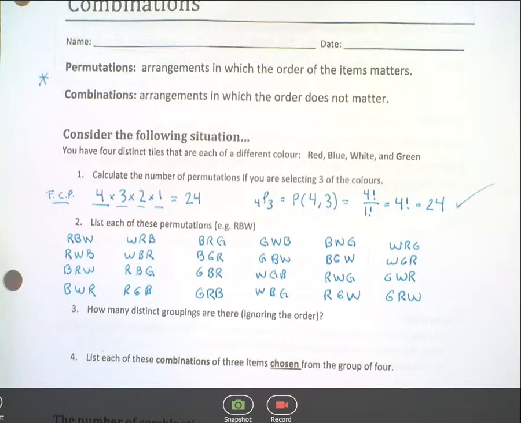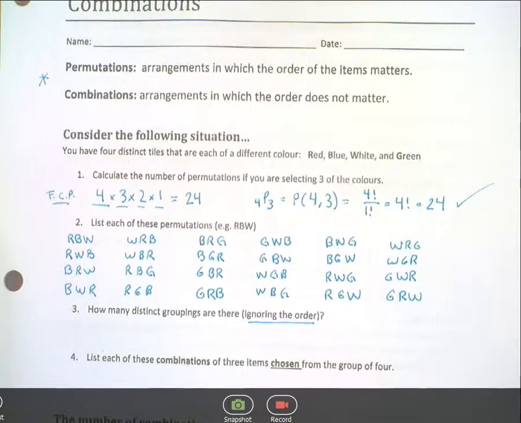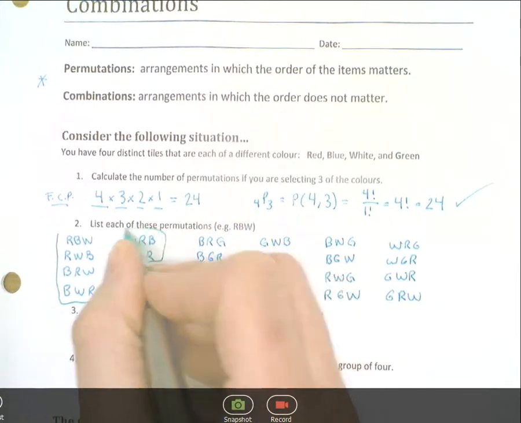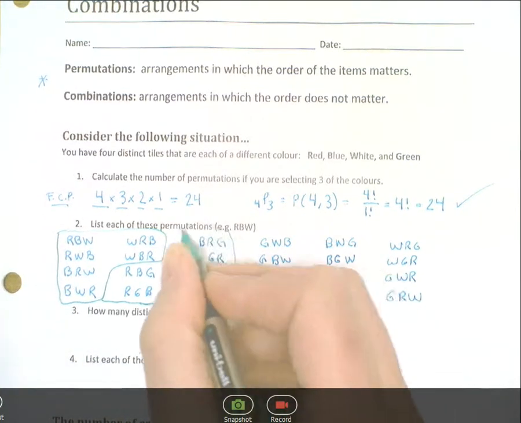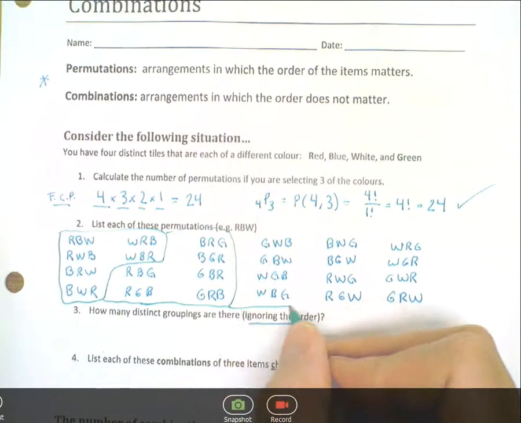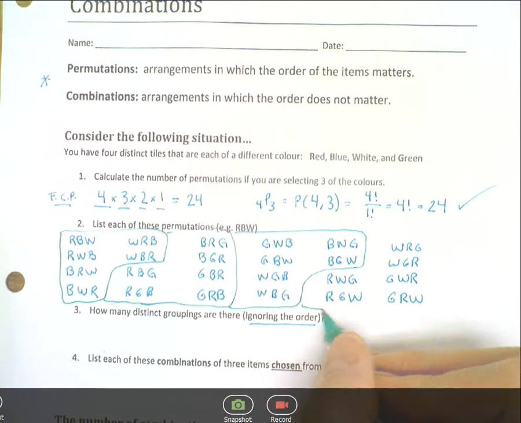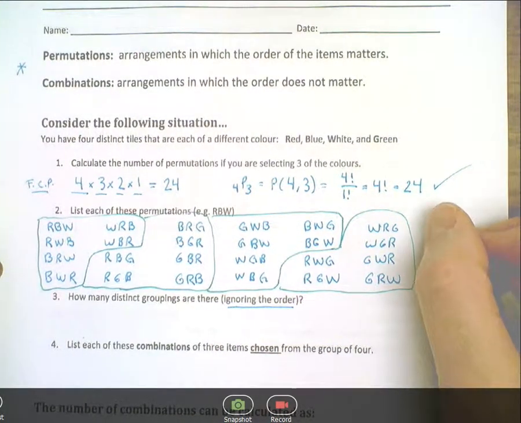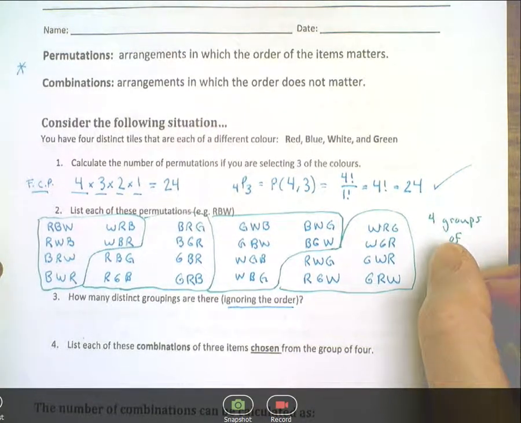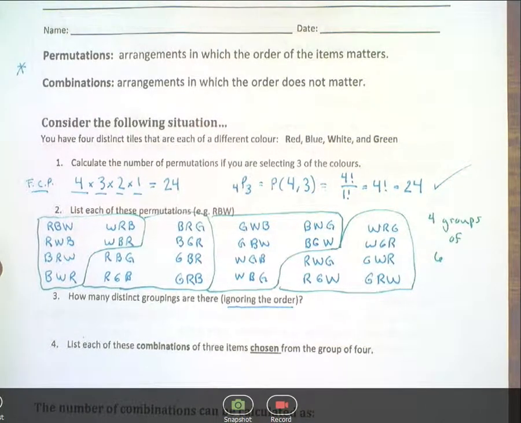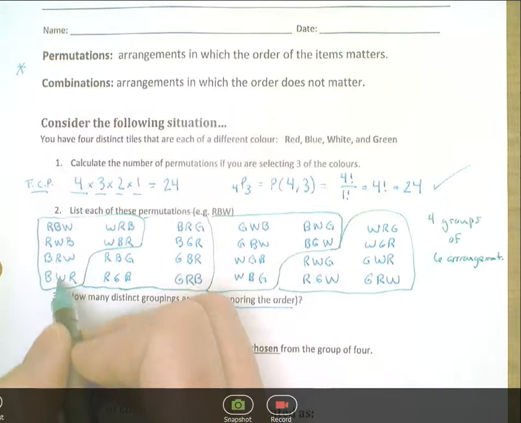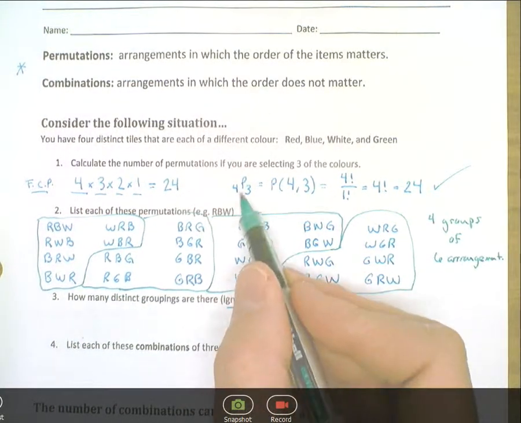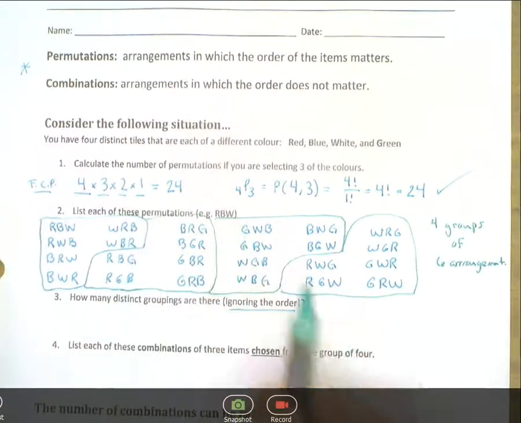Okay, now here's the thing. If you look at this, it says how many distinct groupings are there where we ignore the order? You'll see that in this first set, all of these are the same objects, just in different orders. This next one has the same colored objects in different orders. This next one has these ones, and the last one has this. So what you'll notice is that there are 4 groups of 6. There are 4 distinct groups of 6 arrangements. Six arrangements because it's 3 factorial arrangements, and then you would times it by 4, and that's where that 4 factorial comes from. There are 4 groups of 3 factorial arrangements of the objects.